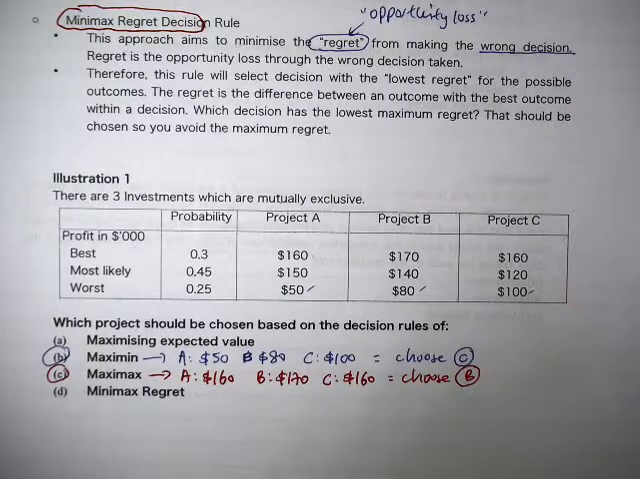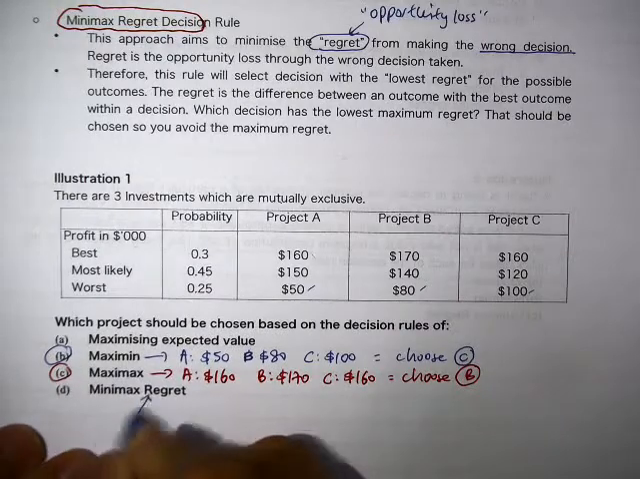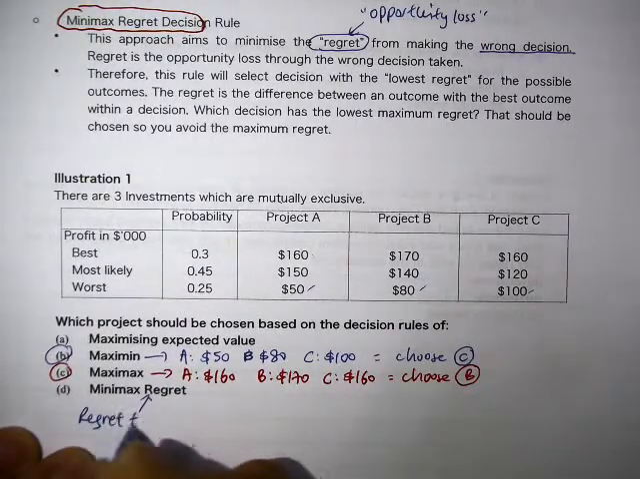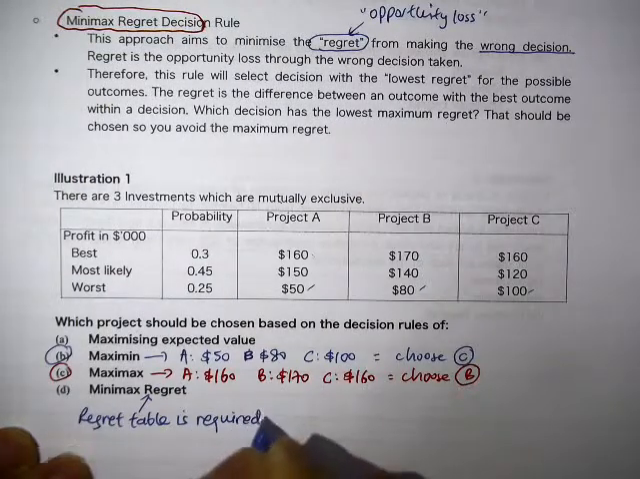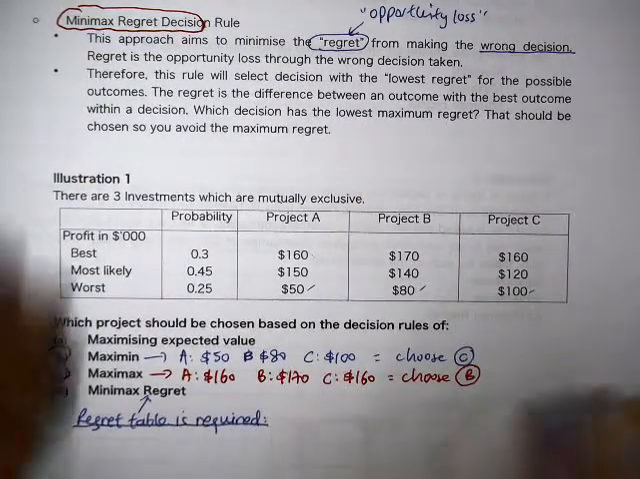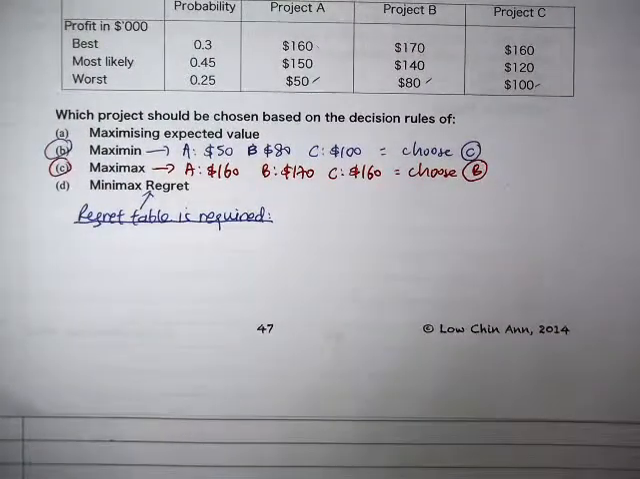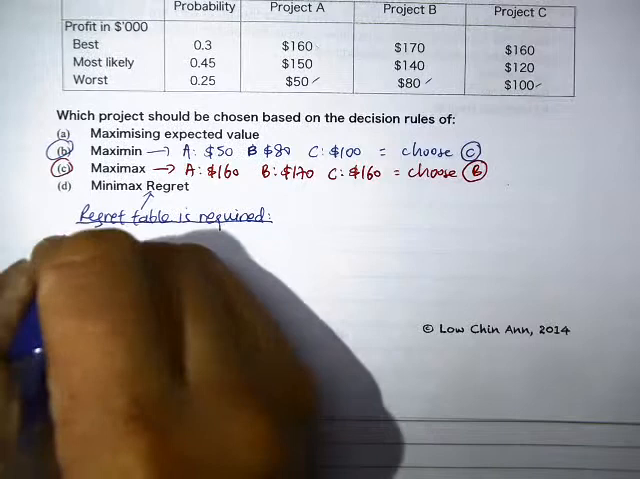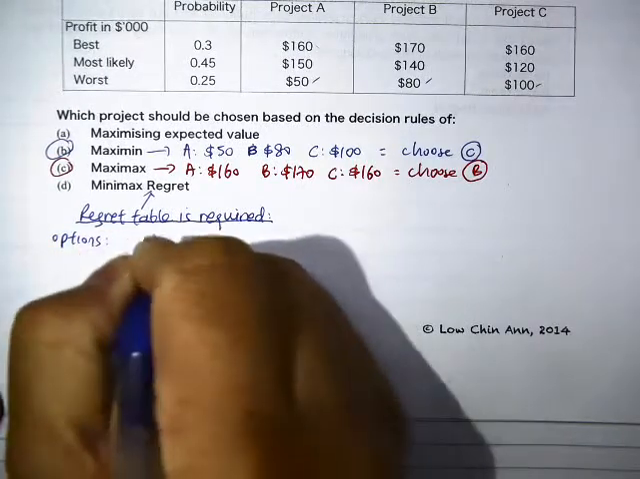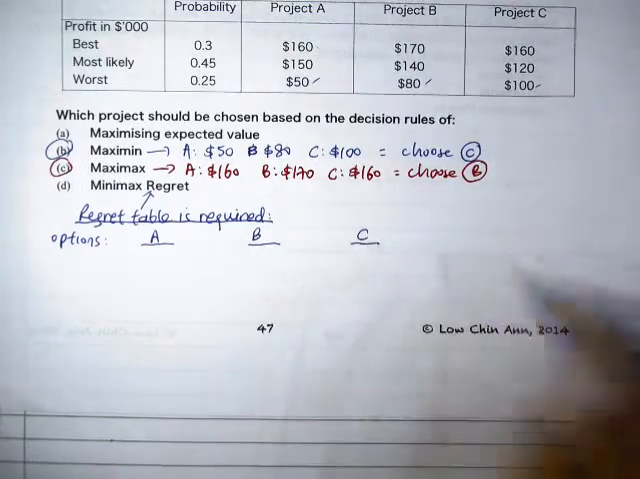So that's why if you want to do minimax regret, you must first find what is regret. Okay, a regret table is required. Okay, how do you do a regret table over here? Now, we have 3 options. A, B, C.